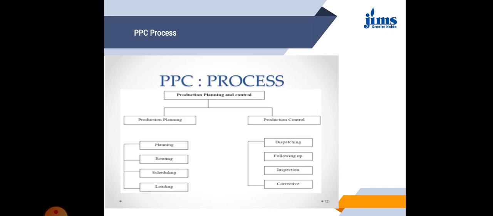So we have planning, routing, scheduling, and loading. And in production control, we have 4 stages again: dispatching, following up, inspection, and corrective measures. So we'll start with the first sub-stage of the production planning process.